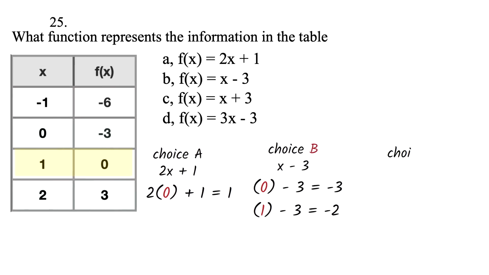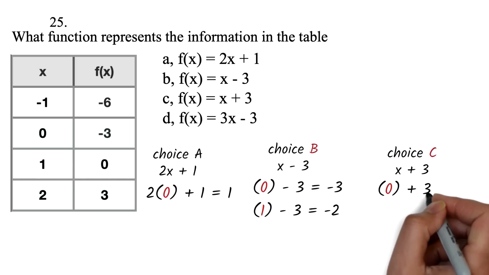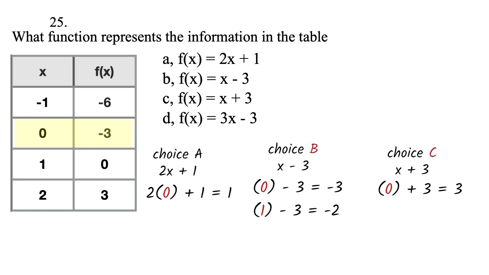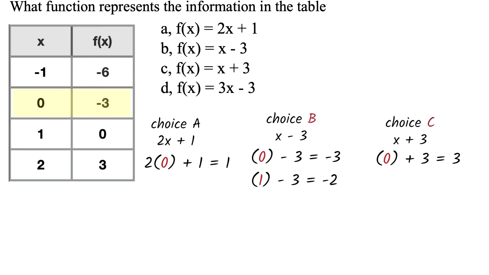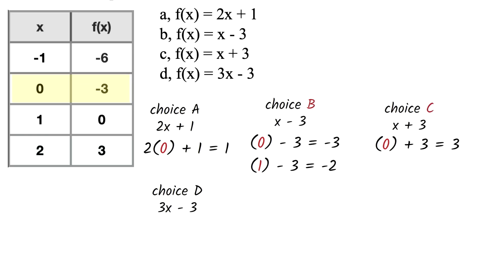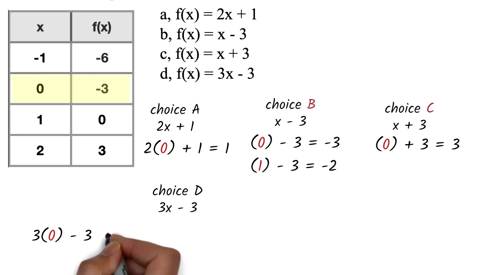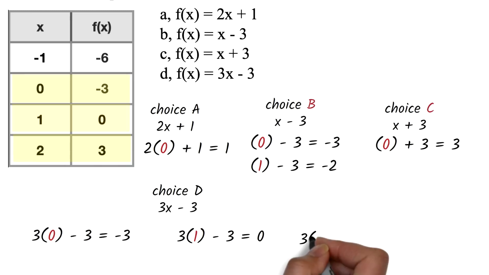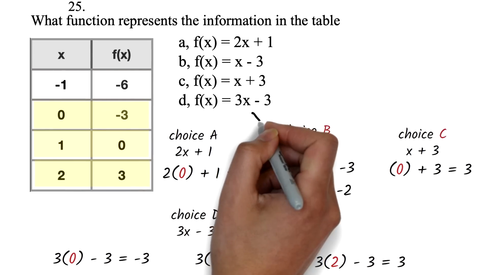Replace x in choice C with 0. 0 plus 3 equals 3. It was supposed to be -3, so choice C is wrong. Since choices A to C are wrong, it means choice D will be the answer. Let's confirm. Let's replace x with 0. We have 3 times 0 minus 3 equals -3 as expected. We try 1. 3 times 1 minus 3 equals 0 as expected. Then we try 2. 3 times 2 minus 3 equals 3 as expected. So D is definitely the answer.